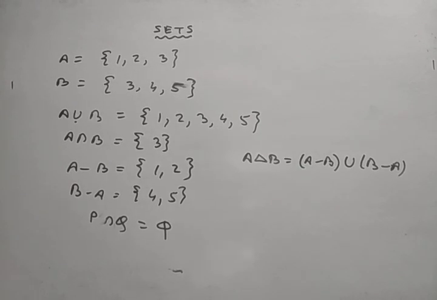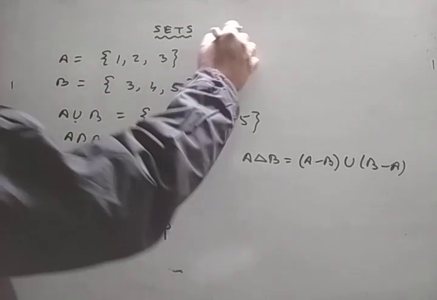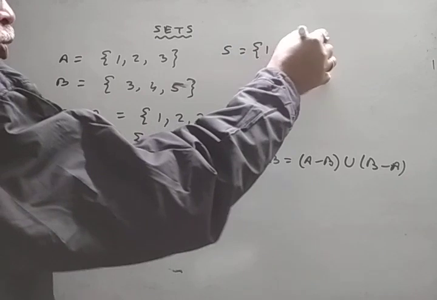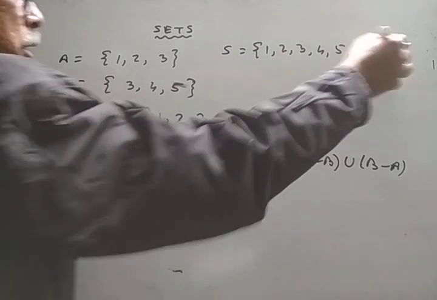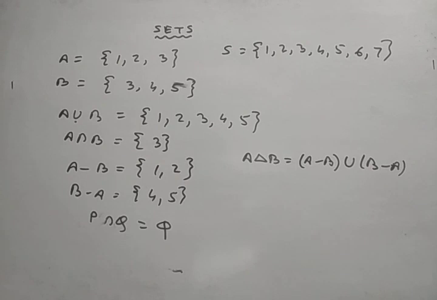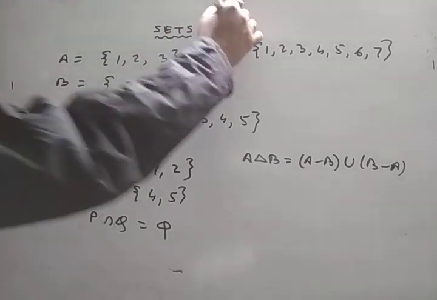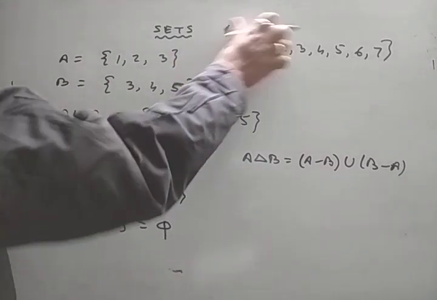The set of all the elements under consideration is called the universal set. Suppose A is a set whose members are 1, 2, 3, 4, 5, 6, 7. This is called the universal set. If there are some sets under consideration, and there happens to be a set which is a superset of each one of the given sets, such a set is known as the universal set. Generally the universal set is denoted by capital S or capital U.